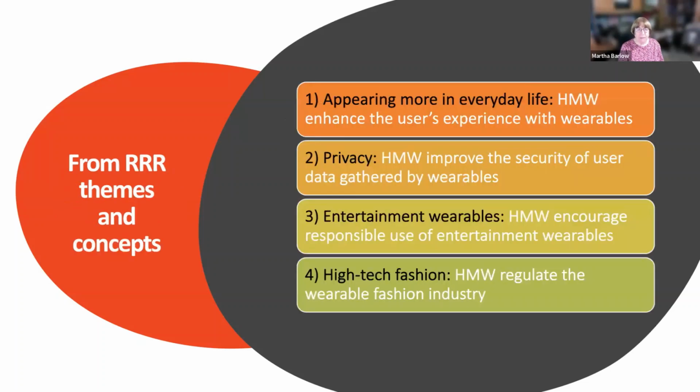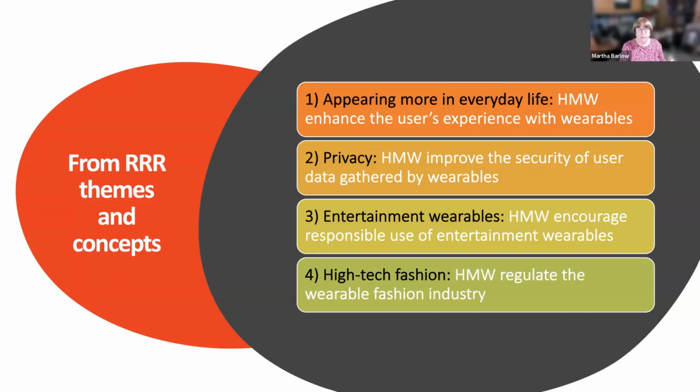But another place you can go to think about action goals is the themes and concepts. Years ago, there were no themes and concepts, and this is one of my favorite parts that is included in the RRR these days. Trying to come up with action goals or KVPs for each of the different themes and concepts is a good starting point. So one of the concepts for wearable technology was that they're appearing more in everyday life. And just knowing that there's more of them, you could come up with an action goal of how might we enhance the user's experience with wearables.